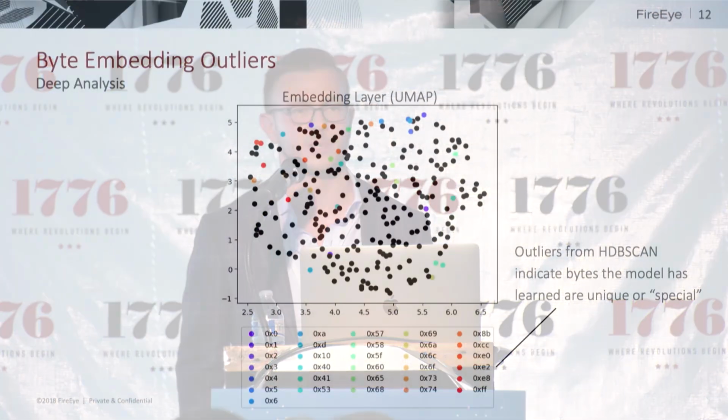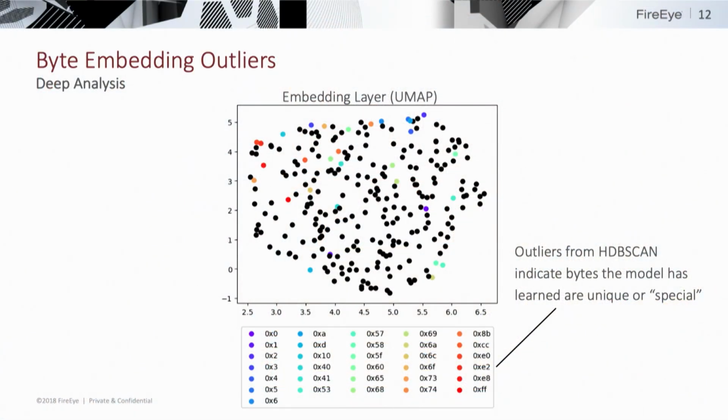So let's just dive into the embedding layer, right? We have a 10-dimensional embedding layer. The very first thing we did was perform hierarchical DBSCAN. It's a density-based clustering mechanism, and that gives us a couple of things. It gives us clusters without us having to tell it how many clusters, as well as a bunch of outliers.